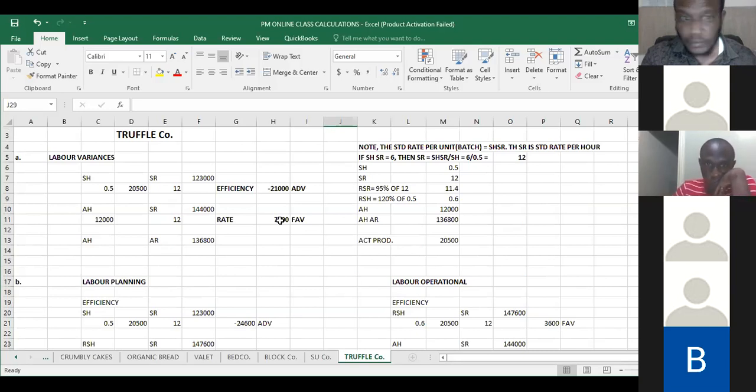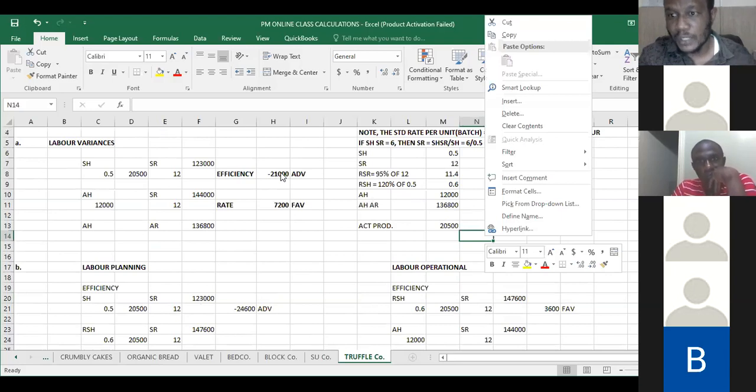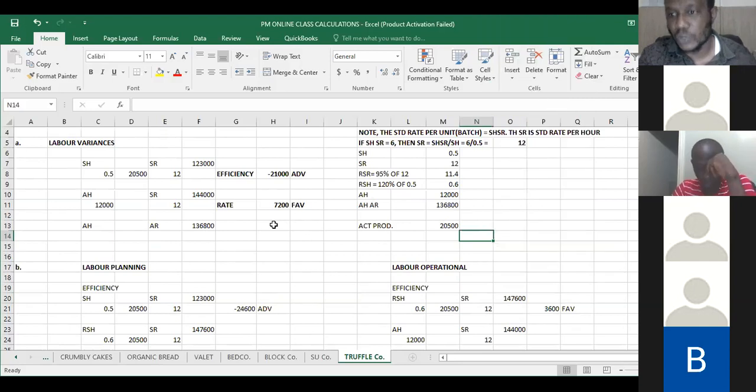Just like if we add these two now, this is 24,600 minus 24,600 plus 3,600 is what? That's 21. So if we go upstairs, we will see that that is 21 adverse. Do you understand what I'm saying? If you add the planning and operational for any variance, it will give you the total variance. That's why I'm saying that if I was lazy in the exam, I would have just done this B and added two of them together. I will get my efficiency and my rate.